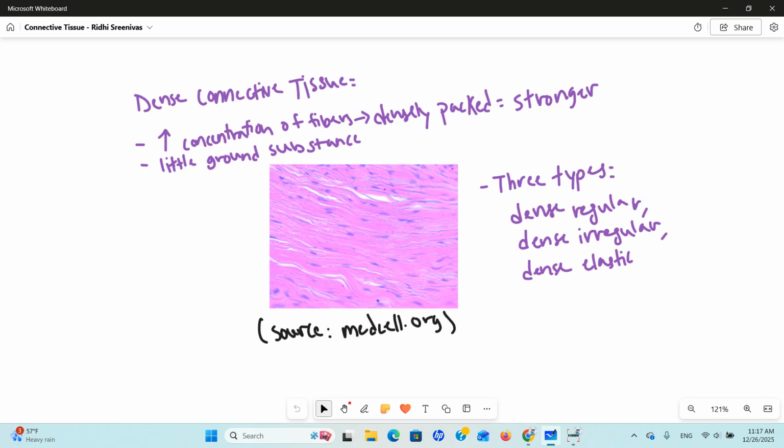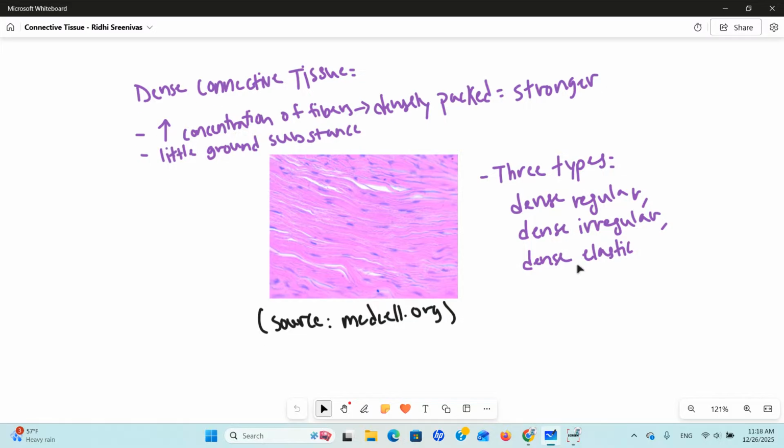Next, we have dense connective tissue, which is called dense because of the high concentration of fibers in this tissue that are densely packed, making this tissue stronger compared to loose connective tissue. They also have a little bit of ground substance compared to loose connective tissue that has a lot, so another difference right there. There are three types of dense connective tissue: dense regular connective tissue, dense irregular connective tissue, and dense elastic connective tissue.